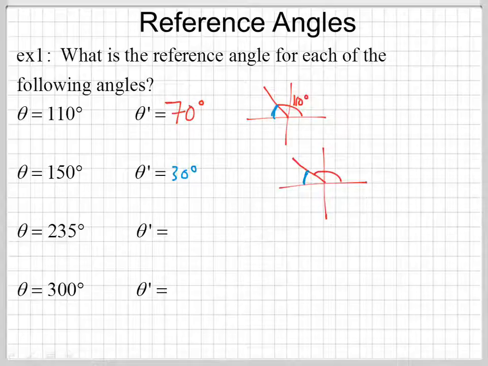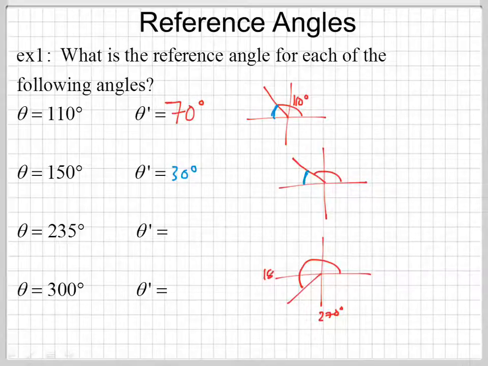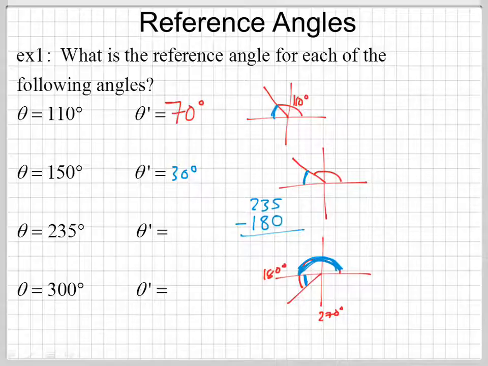Okay, what about the 235? This one's for you, Hubbard. Okay, 235. Which quadrant is it in? It's in 3. It's more than 180, but it's less than 270. 270 would be all the way right there, but it's more than 180 degrees. Because it's in the third quadrant, what do I have to subtract to find this angle right here? I got to take away 180. Oh wait, actually I'm going to go the other way. 235, right? And I subtract 180. So what do I get? 55. I get 55.